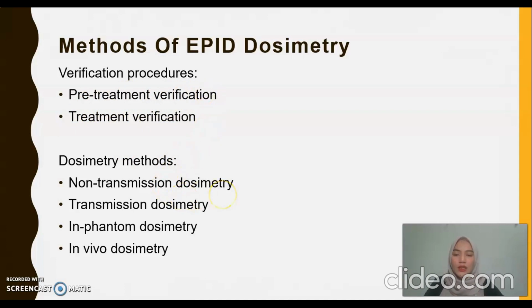Okay, dosimetry methods. There are four dosimetry methods: non-transmission dosimetry, transmission dosimetry, in-phantom dosimetry, and in vivo dosimetry. Dosimetry methods are independent of the type of detector used. They can be grouped according to whether or not beams have passed through an attenuating medium, or whether the dose is reconstructed inside a phantom or a patient.